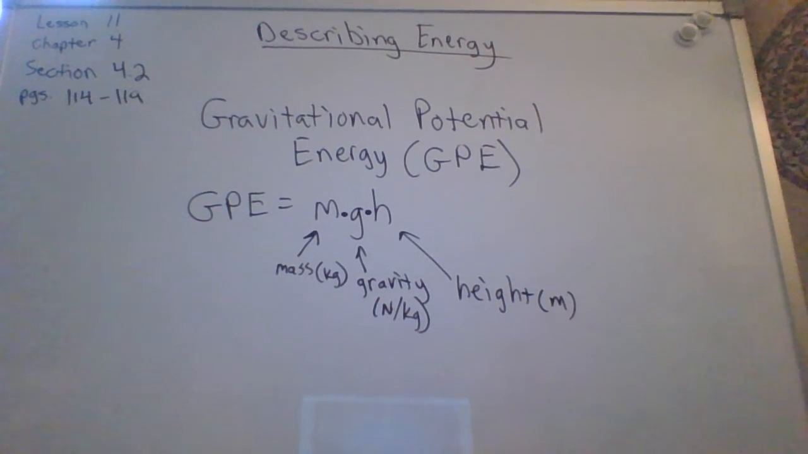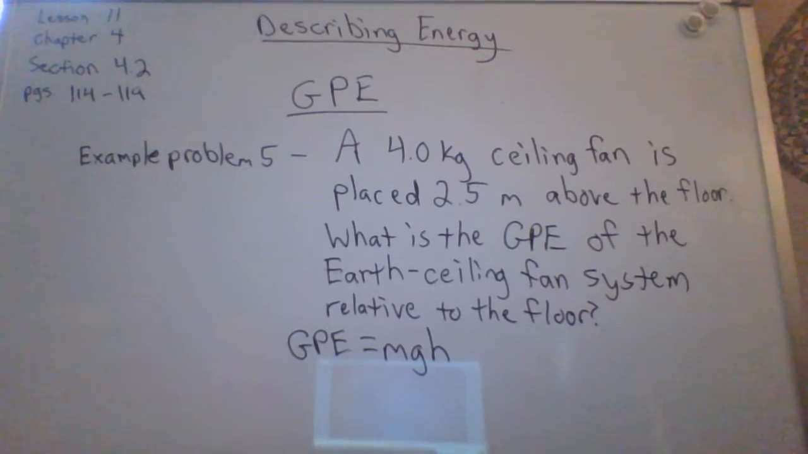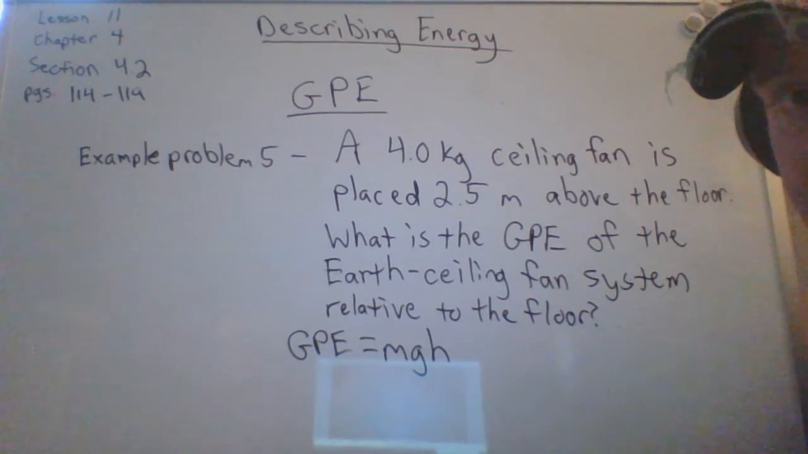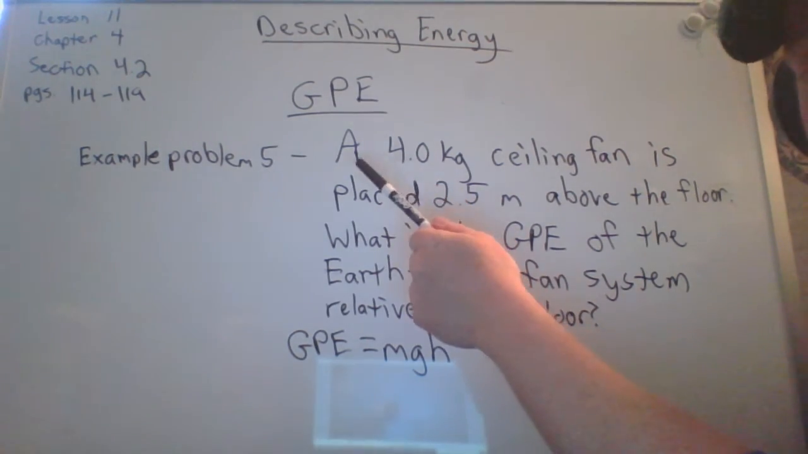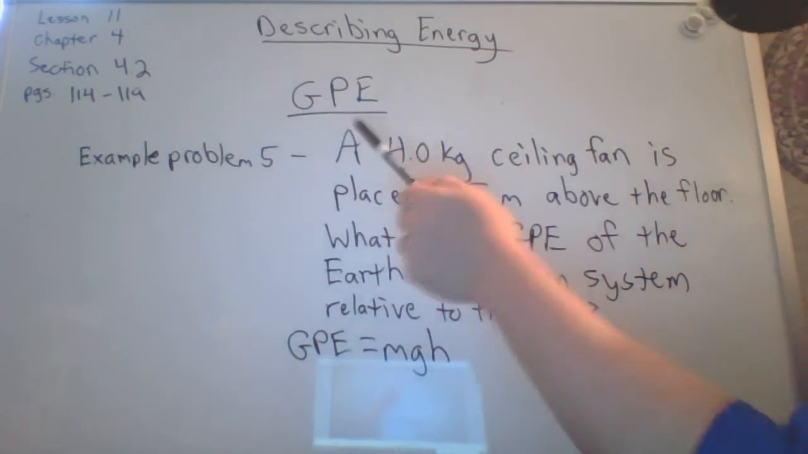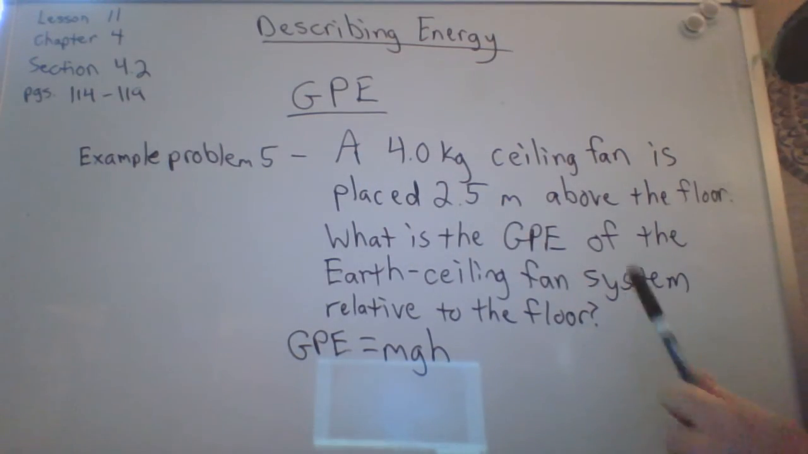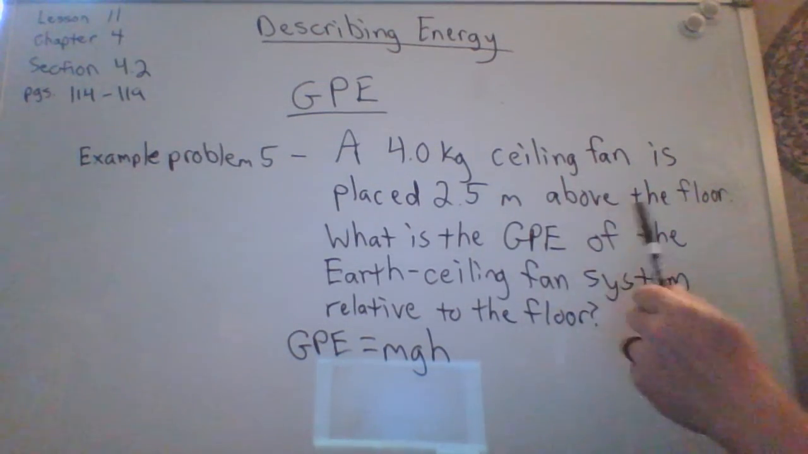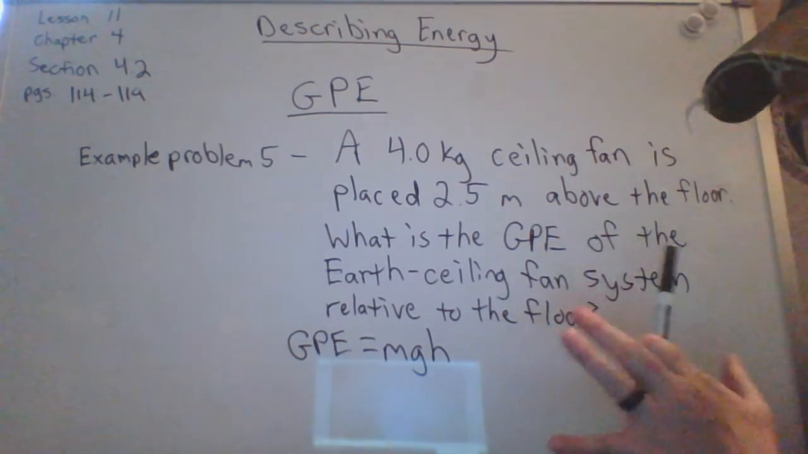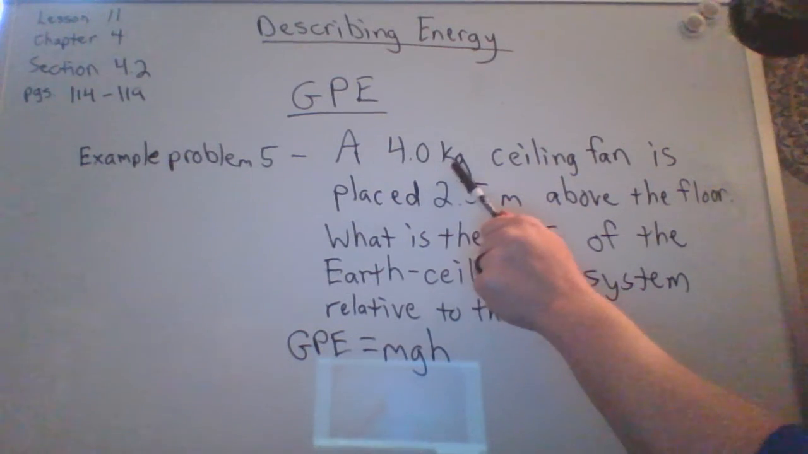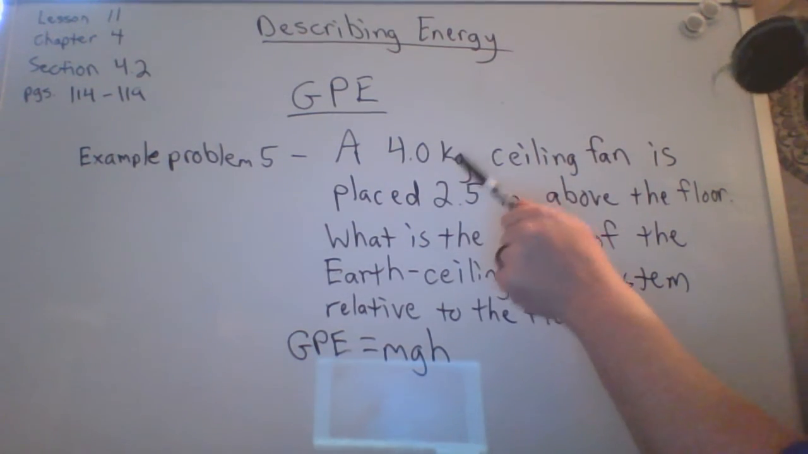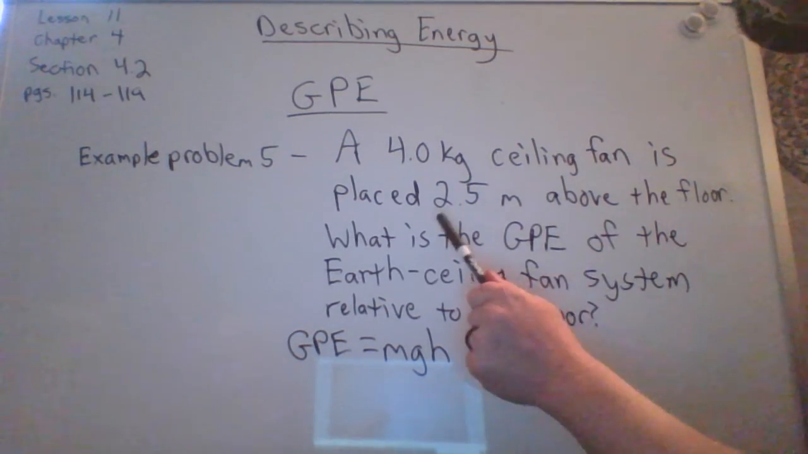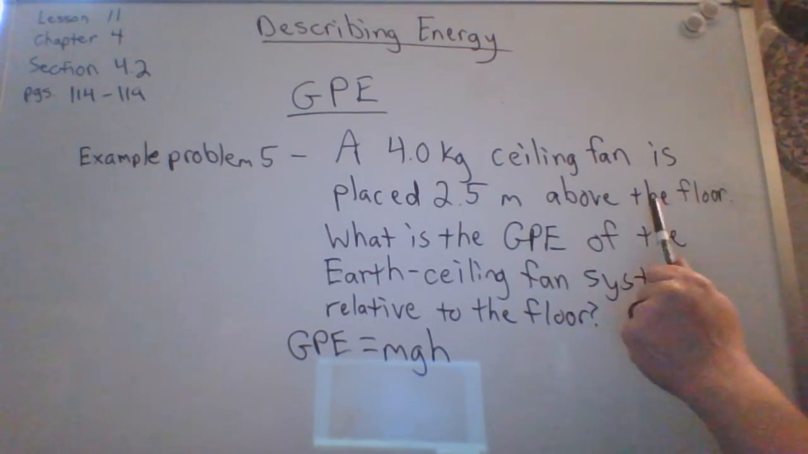119, example problem 5. Here is example problem 5 on page 119 of the text. We're still describing gravitational potential energy, GPE. We're going to calculate it. Here's the problem. A 4.0 kilogram ceiling fan. Let's stop right there before we go any further. 4.0 kg. There's our mass. A 4.0 kilogram ceiling fan is placed 2.5 meters above the floor.